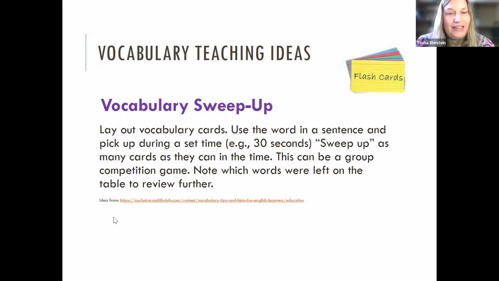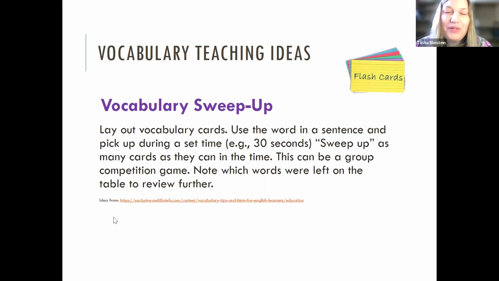Some other fun vocabulary activities include vocabulary sweep up. So you give the students, the learners, a set amount of time and they can sweep up as many of those cards, if you've made those flashcards, as they can in that time. How they sweep might be that they create a sentence using the words. So, I'm wearing boots today. Okay, I used my boot vocabulary in a sentence, so I get to sweep up that card.